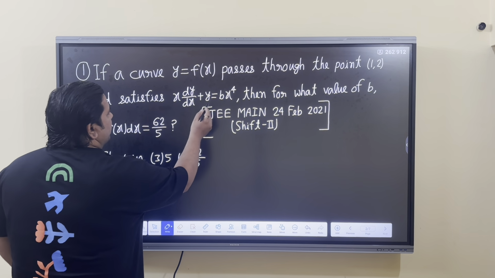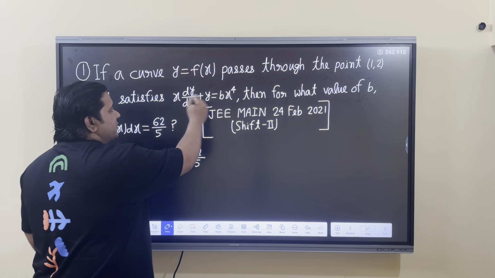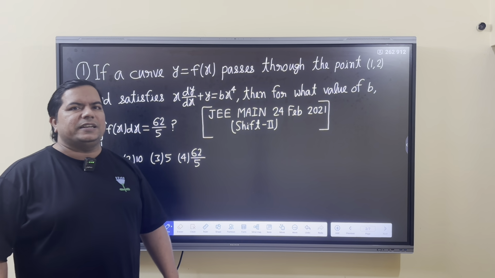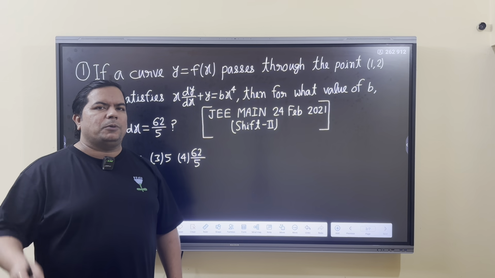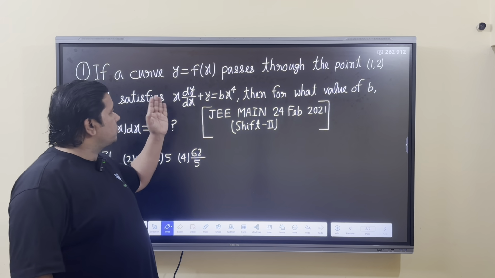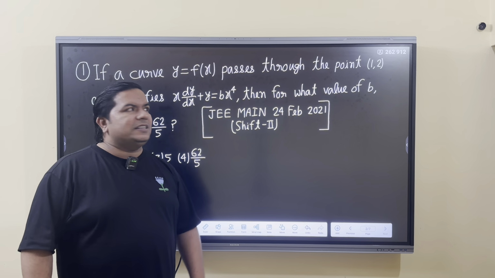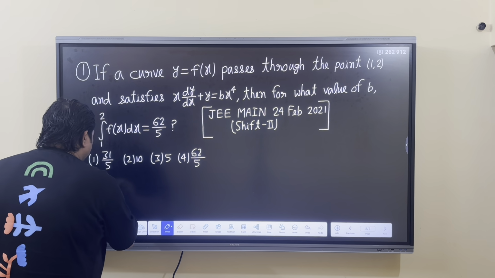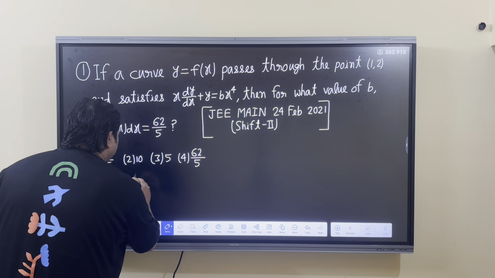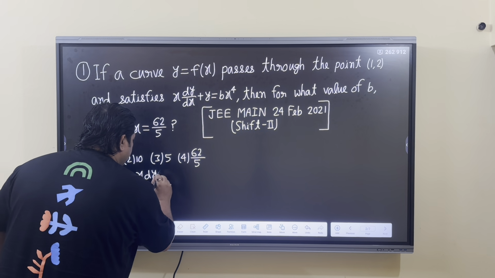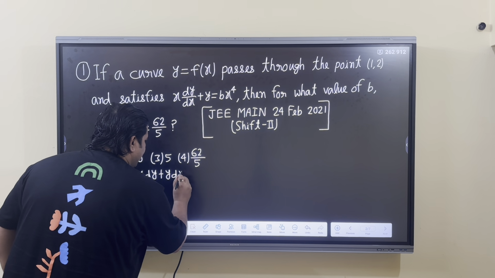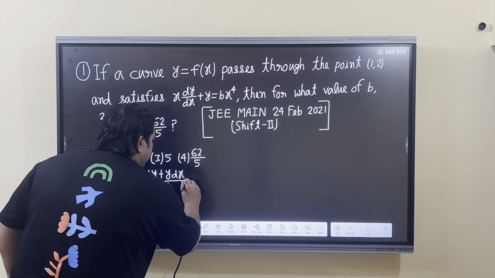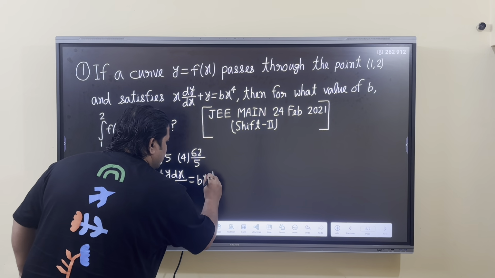So first we'll solve this differential equation. We can solve it by the linear differential equation formula with the help of integrating factor, but we can also do it easily using the inspection method. So we'll take LCM over here. If we take the LCM, we'll get (x dy + y dx) divided by dx equal to b x^4.